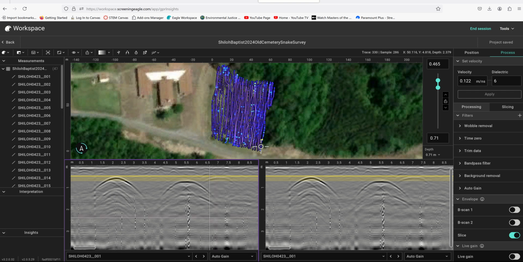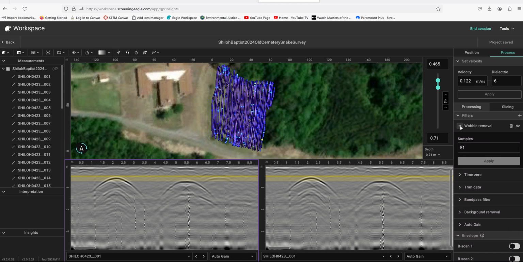I am using a cell phone that has a wireless connection to the internet so that I can get my RTK corrections. Otherwise, that's going to cause a problem with our processing. So we can come through here and we can actually route our wobble removal.